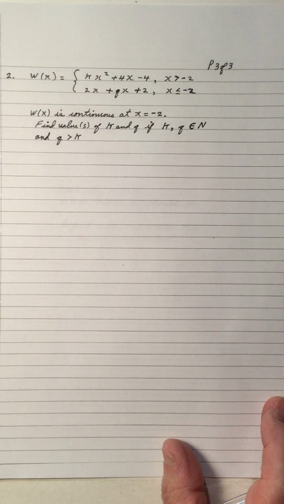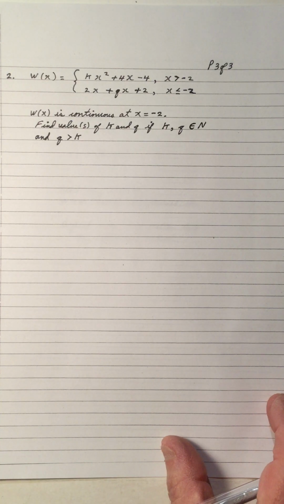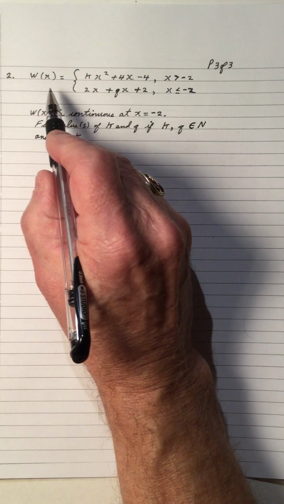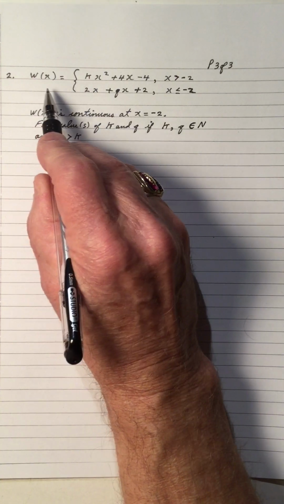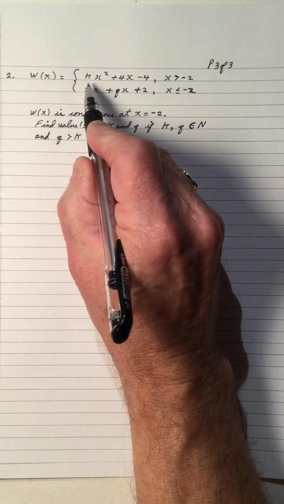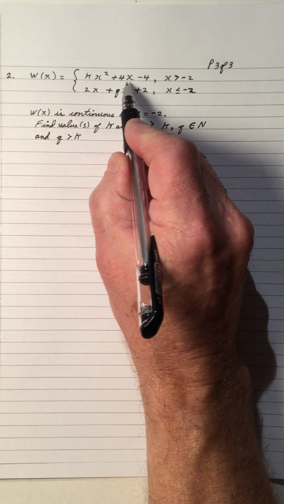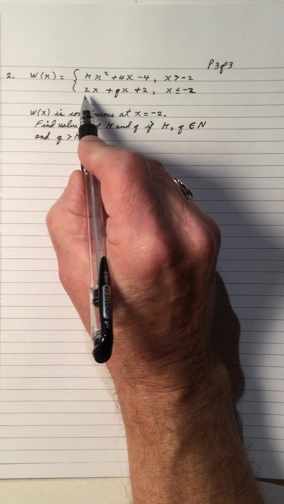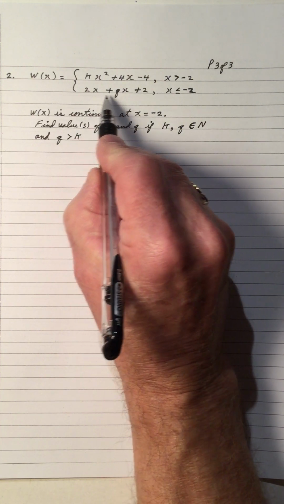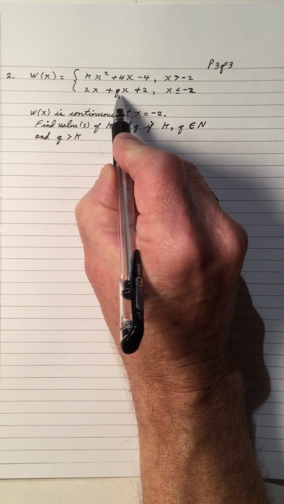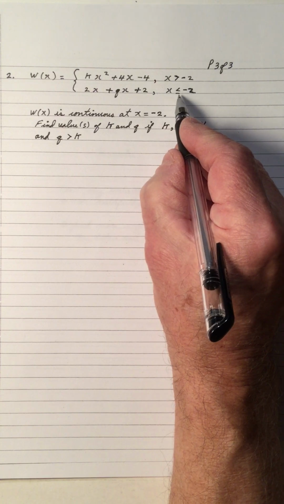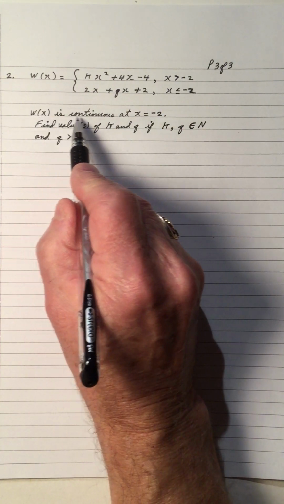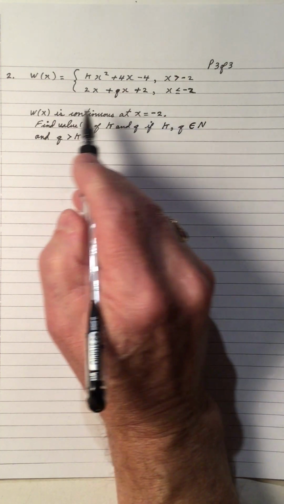Okay, let's look at another one. I've tried to make up something a little tiny bit different but similar. We have W(x) is a piecewise function: a quadratic, kx² + 4x - 4, when x is greater than -2, and a linear 2x + qx + 2 when x is less than or equal to -2. So W(x) is continuous at -2.